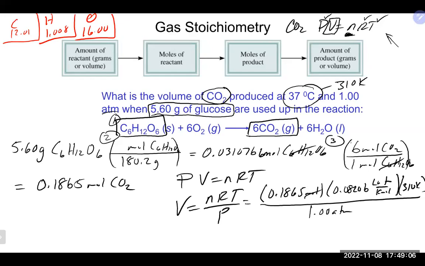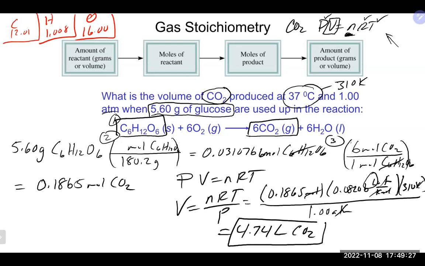So moles will cancel, Kelvin will cancel, atmospheres will cancel, leaves us liters, and we will end up with, looks like, 4.74 liters in this case of CO2 would be produced. That would technically be the theoretical yield of CO2 in liters in this example here.